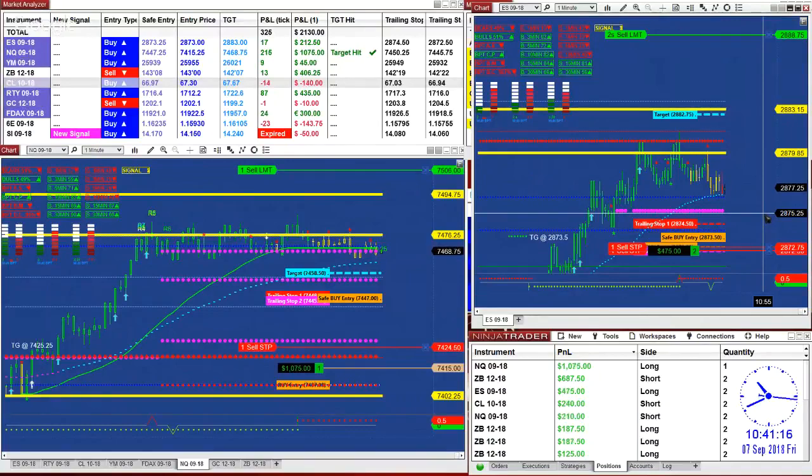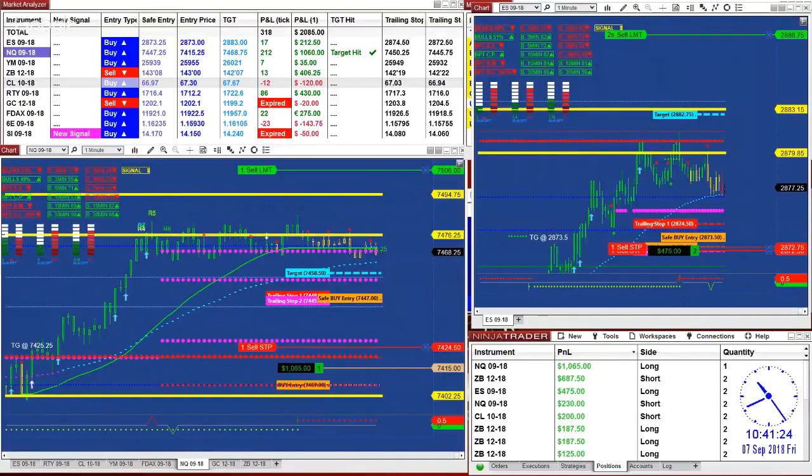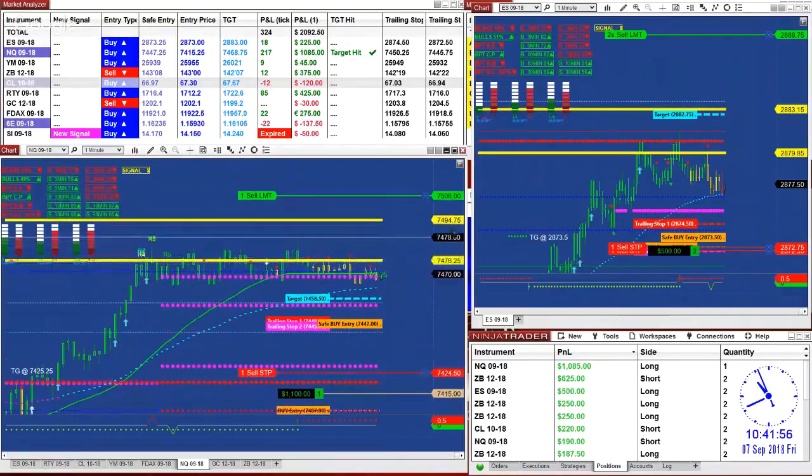So, the market died on us. There is not much going on. Let me see. Actually, the only two trades we have at the moment are the ES and the NASDAQ.